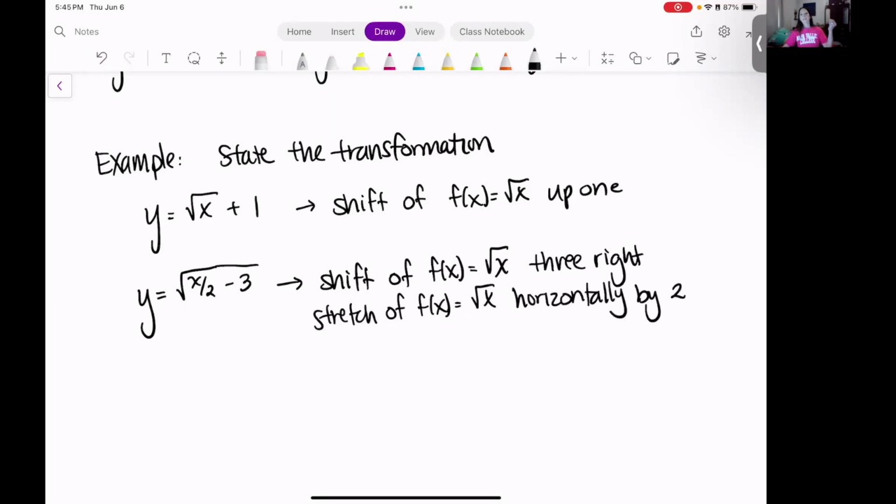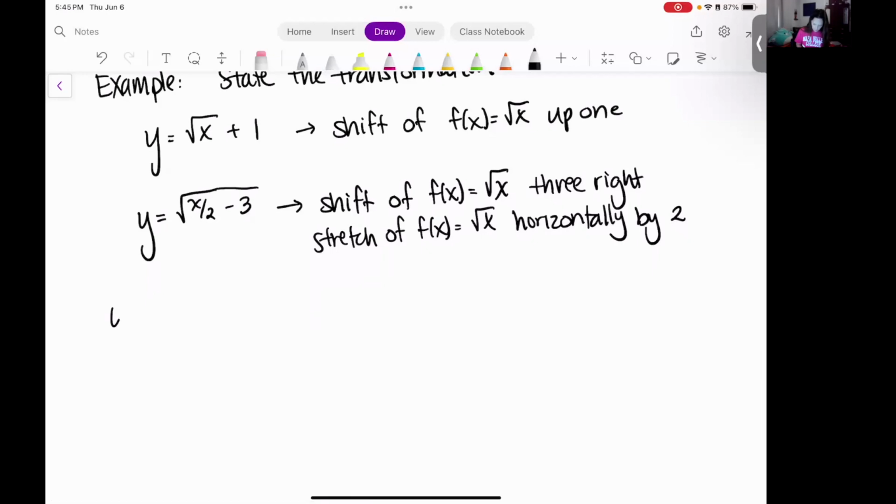And in this case, it's stretching horizontally because it's inside. So the horizontal things happen inside, the vertical things happen outside. Let's do another example. What if I said y equals negative square root of x minus 2? The minus is happening on the outside. That means it's going to be something vertical, and I have a negative in the front of the function. That's a reflection. I have a vertical reflection and a vertical shift.